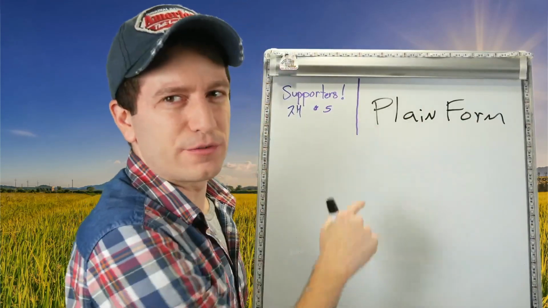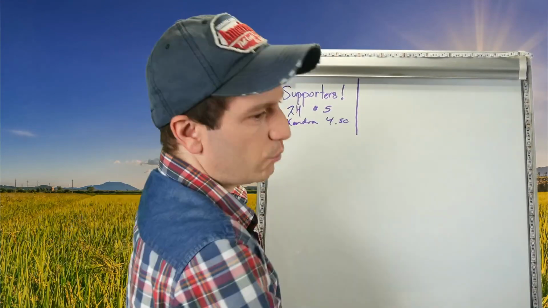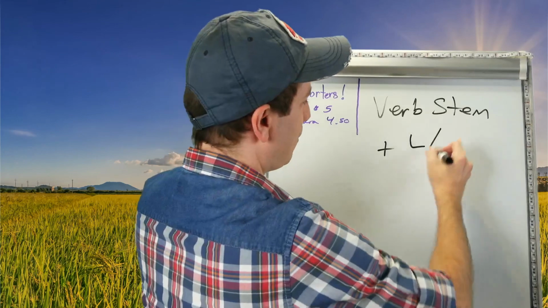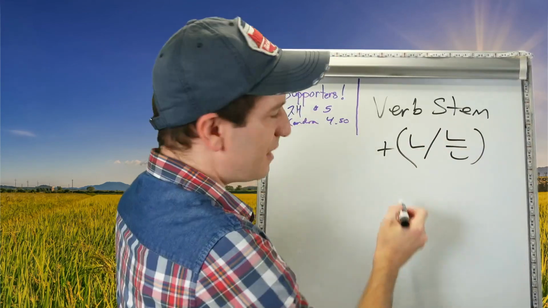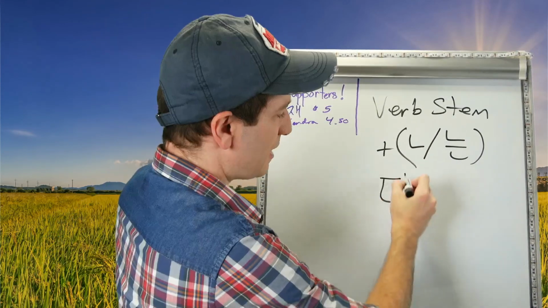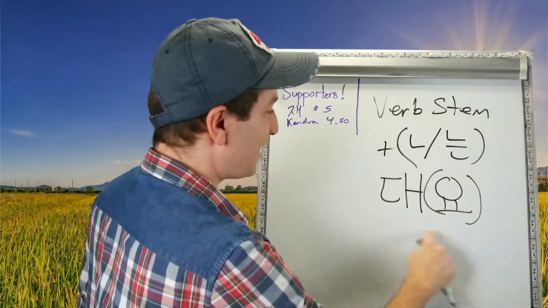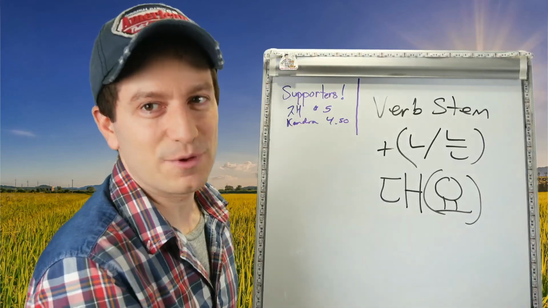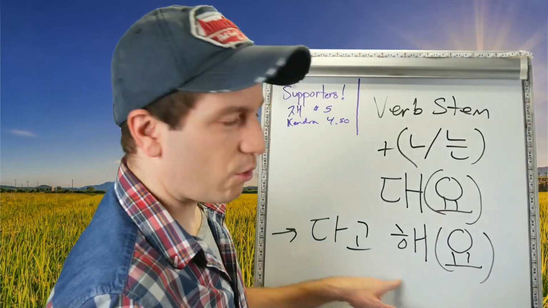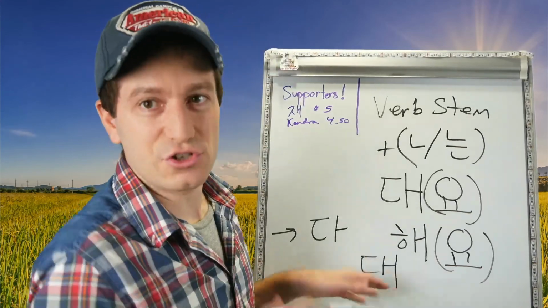You take the plain form of a verb. So 하다 would become 한다. 먹다 would become 먹는다, which can be made by taking a verb stem and attaching either just ㄴ if it ends in a vowel, or 는 if it ends in a consonant. And then normally you would do 다고. But for the shortened version, instead of 다고 해요, you can attach 대요. This 대요 is just a shortened version of the original form 다고 해요. 다고 해요, 다 해요, 대요. It's just a shortened version.